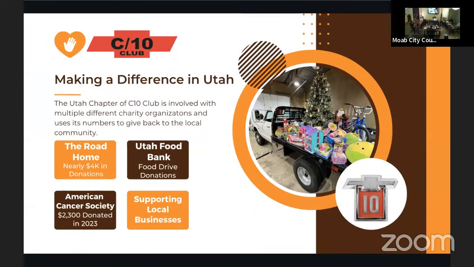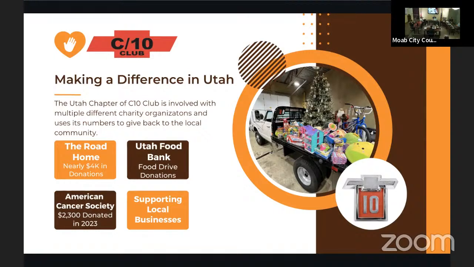Making a difference in the state of Utah. As the president of the Utah chapter of C10 Club, it's very important for us to give back to different businesses and charities in the local community. Just last year, we raised nearly $4,000 in donations for the Road Home homeless shelter. That was done through their Candy Cane Lane program. We had 3 trucks completely full of toys and household items that we were able to take down there. Really cool program. They allow the unsheltered people to come in. It gives them a little bit more dignity. They get credit and they shop for items for their family members. So it's a really cool thing.